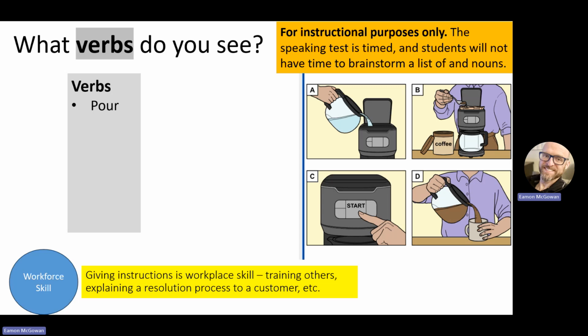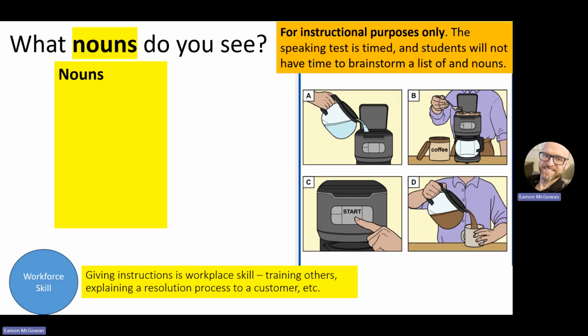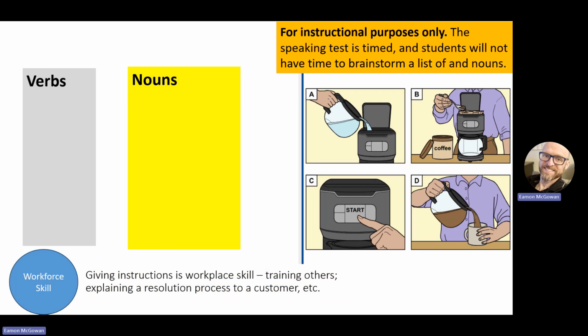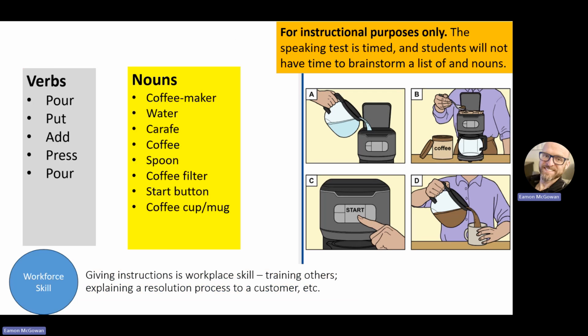Now, please keep in mind this is for instructional purposes that we're expanding on the workplace contextualization, that we're brainstorming a list of nouns and verbs. On these students' tests, they're not going to have time for all that. We're just training them right now, right? We're scaffolding it, and then we're going to be removing the scaffolding as we give them more practice. Right? Do the same thing with nouns. Give them an example, right? And now we have our list that we've created on the board.